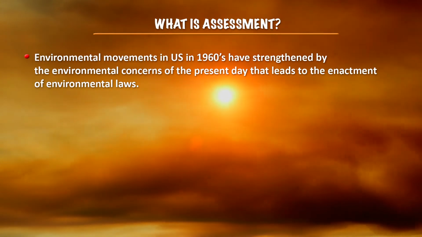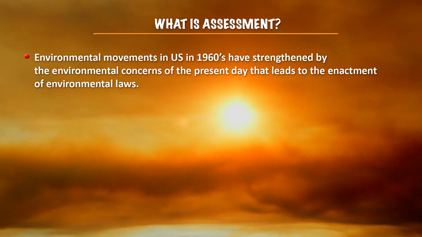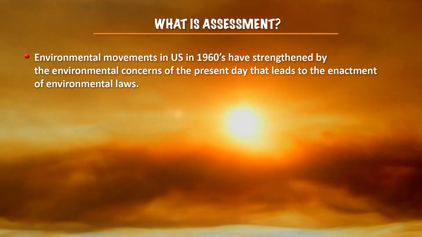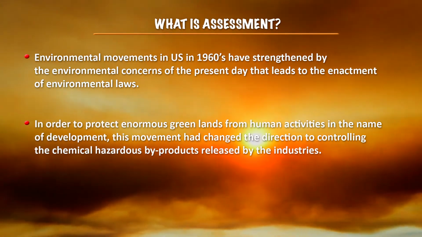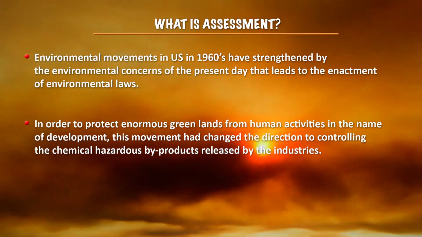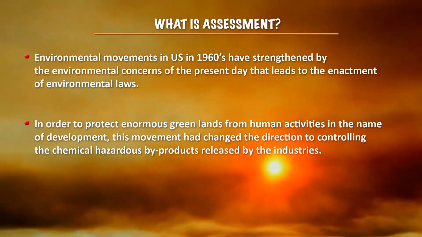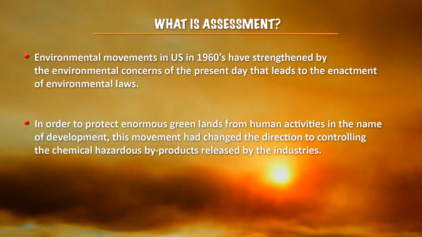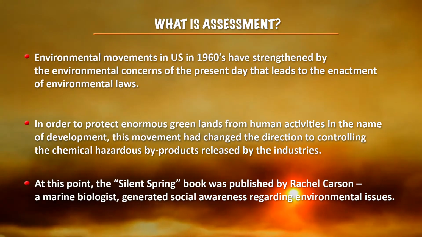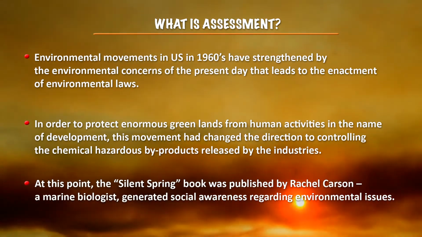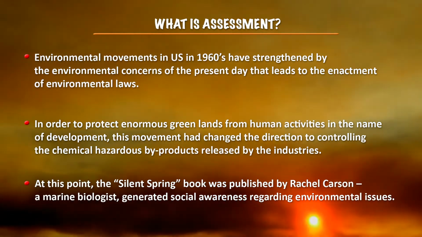So environmental movements in United States in 1960s have been strengthened by the environmental concerns of the present day that leads to the enactment of environmental laws. In order to protect environmental green lands and also the human activities in the name of development, this movement had changed the direction to controlling the chemical hazardous byproducts which are released by many of the industries. At this point, the Silent Spring book was published by Rachel Carson. She is a marine biologist, and she generated social awareness regarding environmental issues.